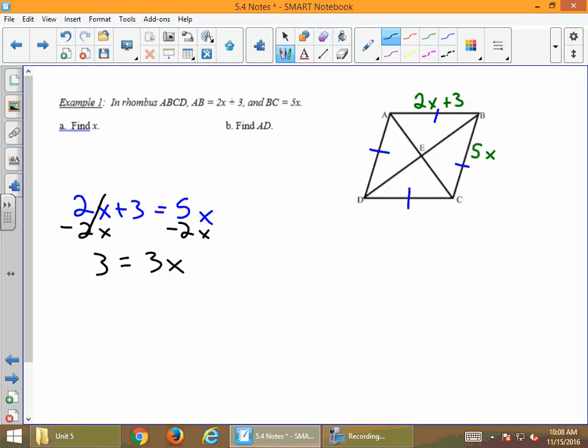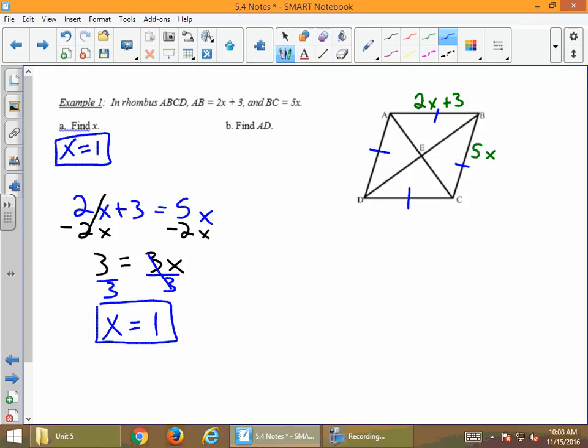3x. Let's do this point. Divide 5 by 3, divide 5 by 3. He's gone. So x is equal to 1. Nice. So I know x is equal to 1.